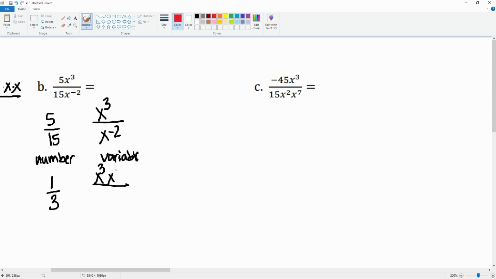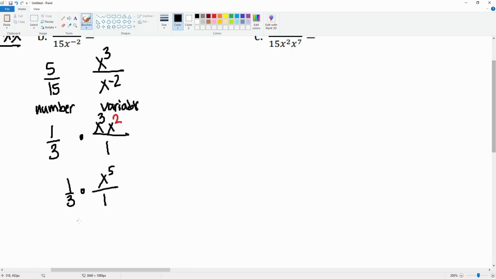It was a minus on the bottom. It becomes a positive on top. Right? So we have x to the 3rd and x to the 2nd. That becomes x to the 5th, which is on top, times 1 over 3. So the final answer here would be x to the 5th over 3. That would be the final answer.